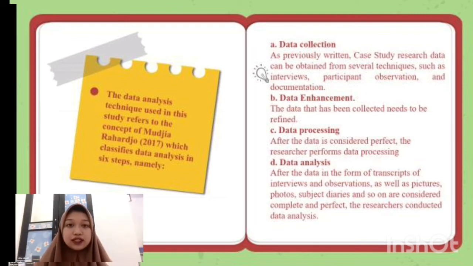The second is data enhancement. The data that has been collected needs to be refined. How do researchers know if the data is lacking or not perfect? The trick is to read the entire data referring to the formulation of the problem posed. If the problem formulation is believed to be answered with the available data, then the data is considered perfect. On the other hand, if it is not sufficient to answer the problem formulation, the data is considered incomplete. So, the researcher is obligated to return to the field to complete the data by meeting the informants again. That is why qualitative research is a cyclical process.